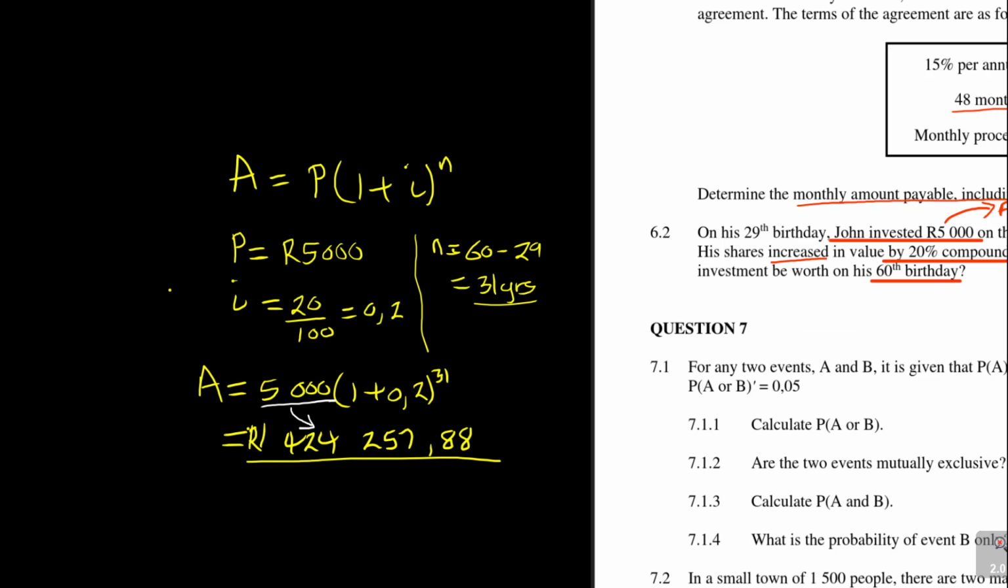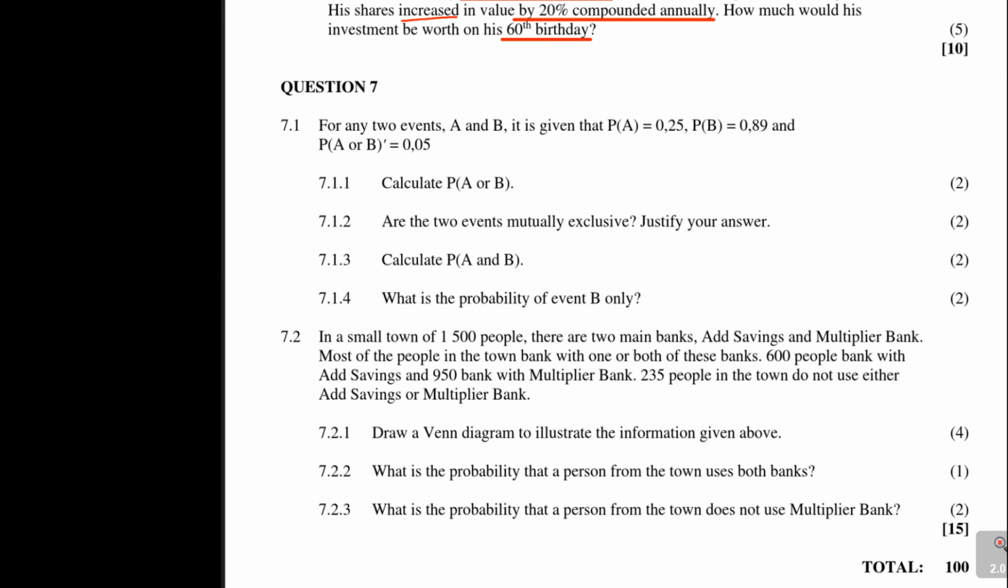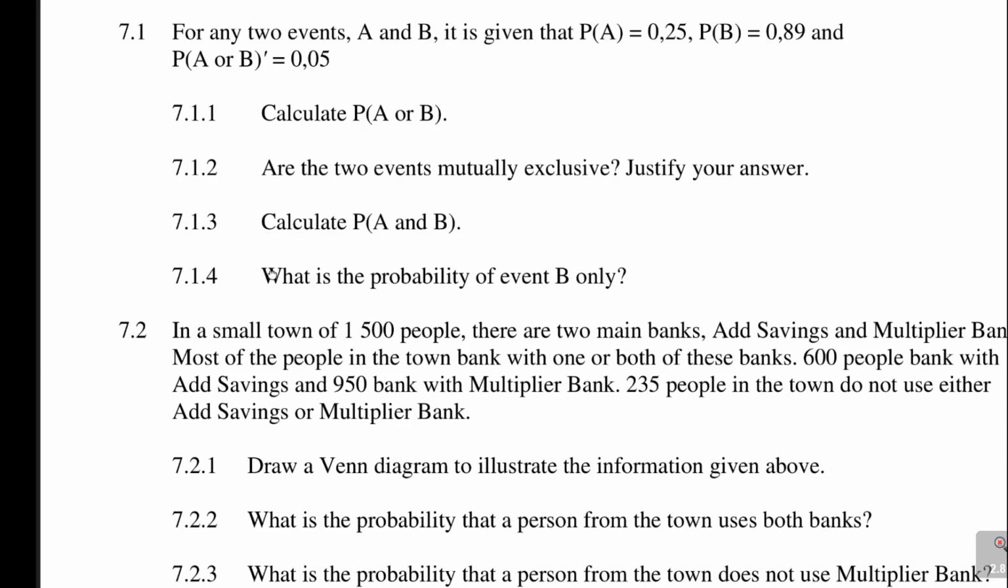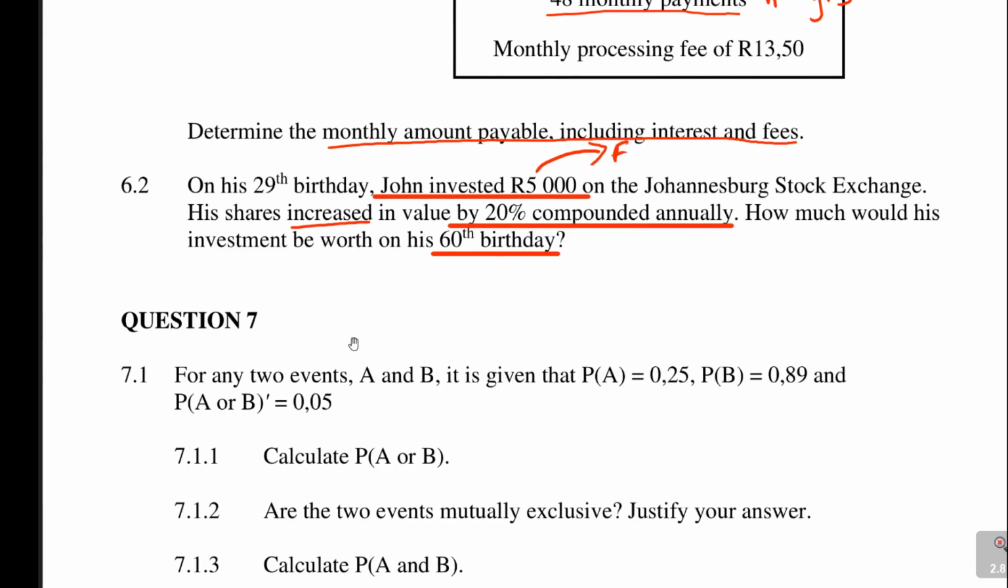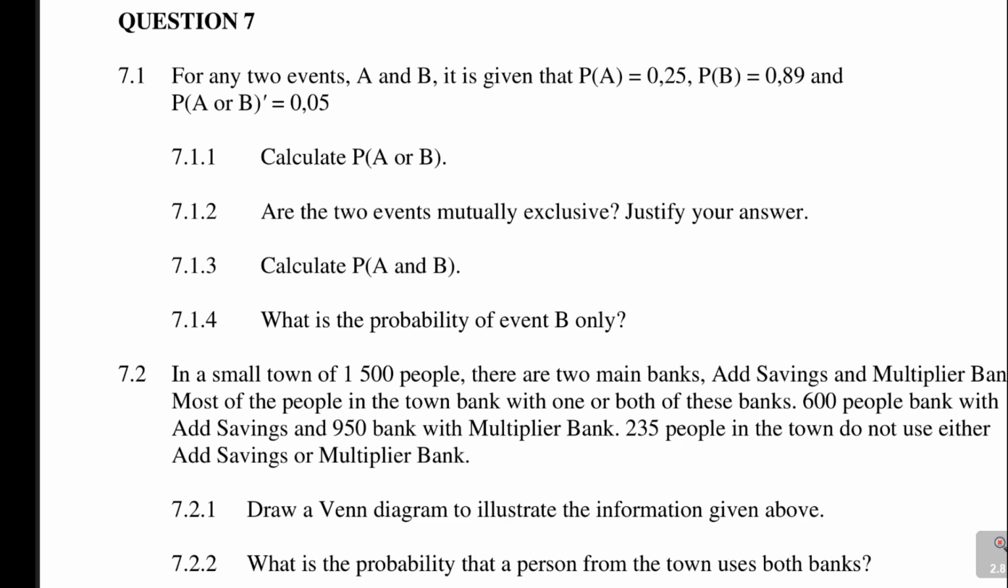Okay, so now we're done with this financial maths. Now we're going to look at probability. We're going to look at question number 7 here. We are wrapping it up with question number 7. It says for two events A and B, it is given that probability of A is 0.25, probability of B is 0.89, and probability of A or B not happening is 0.05. Calculate the probability of A or B happening.